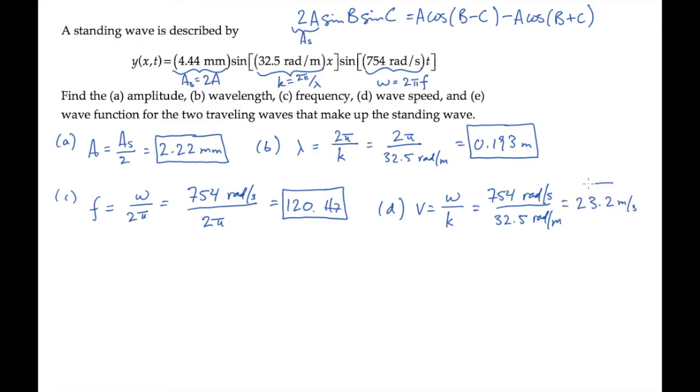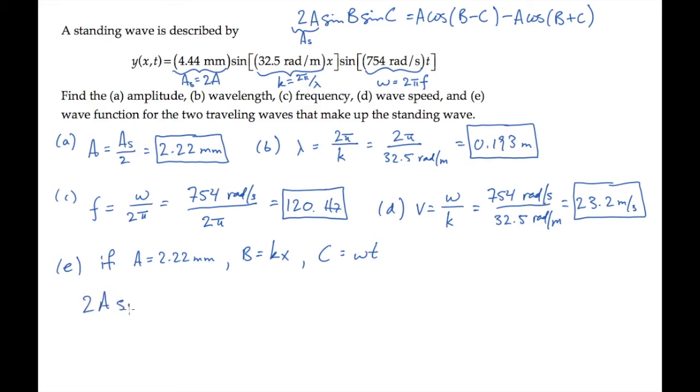And finally, in part E, we're asked to find the wave function for the two traveling waves that make up the standing wave. We can start by writing down the amplitude A, 2.22 millimeters for each traveling wave, and then comparing the left-hand side of the identity at the very top with the expression they gave us in the problem statement, we can see that B corresponds to kx and C corresponds to omega t. Substituting these into the identity, left and right-hand side, gives us this expression.